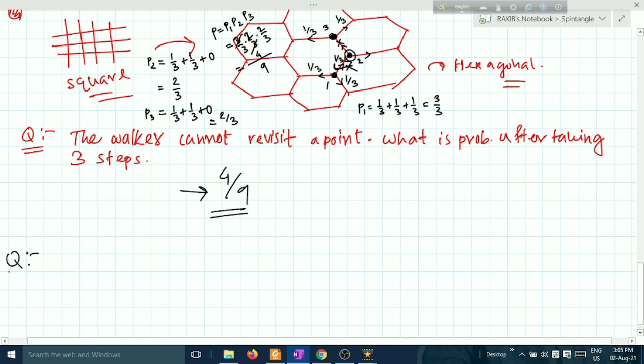Do this problem as homework, and comment below. Do this problem in the case of a 3-dimensional square lattice, a 3-dimensional cubic lattice. This is your homework, and comment in the comment box.